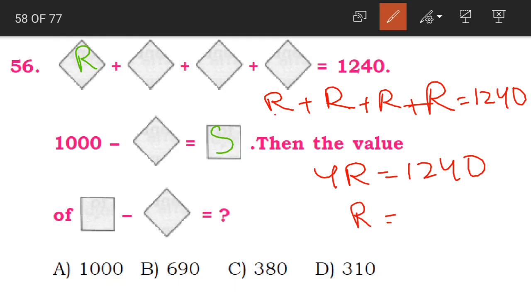Now what is the value of 1 R? See children, when I say the cost of 4 apples is 1240, what will be the cost of 1 apple? 1240 divided by 4. Yes, in the same way 1 R is equal to 1240 divided by 4. Let us divide.